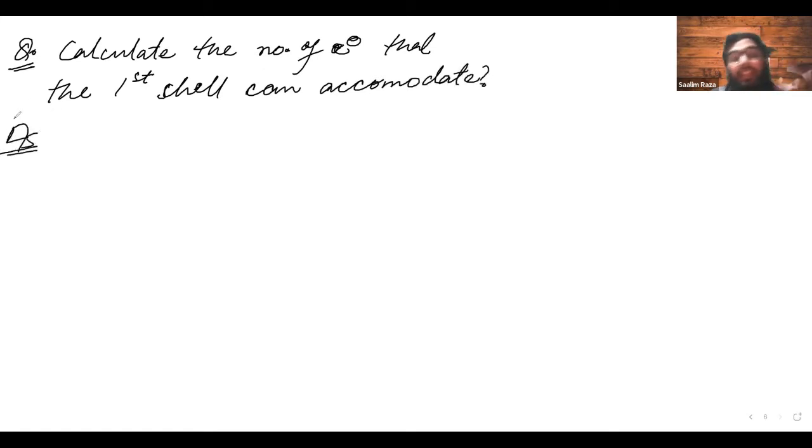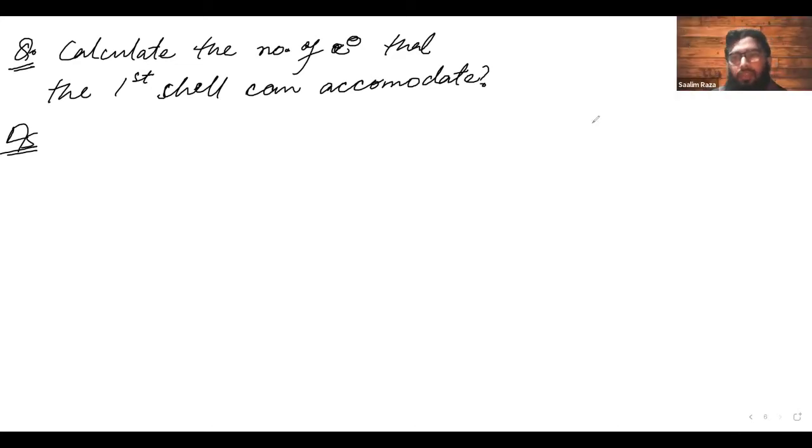Even 10th class children can answer how many electrons are in the first shell: 2. But if I ask a class 10 student how, what will they say? They will say, I don't know, sir, my science teacher told me 2. But now you are in 11th standard, and you will tell me how. You will just answer a series of questions.